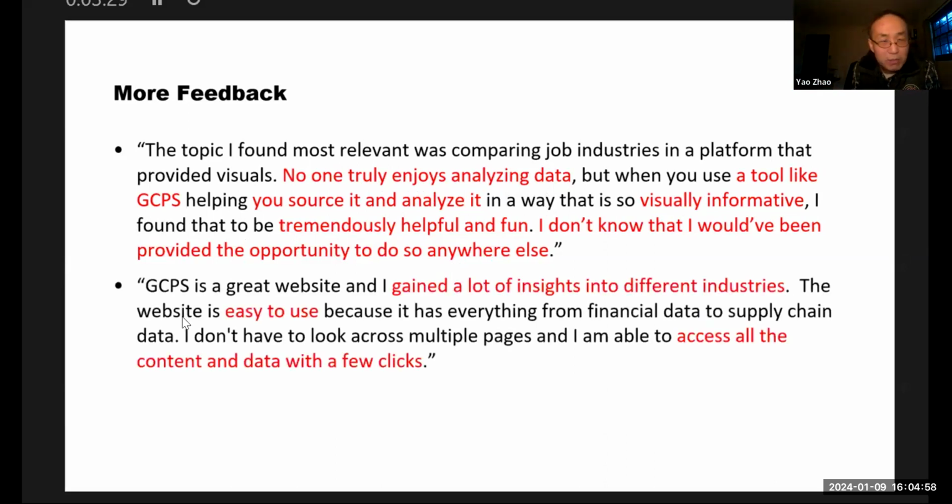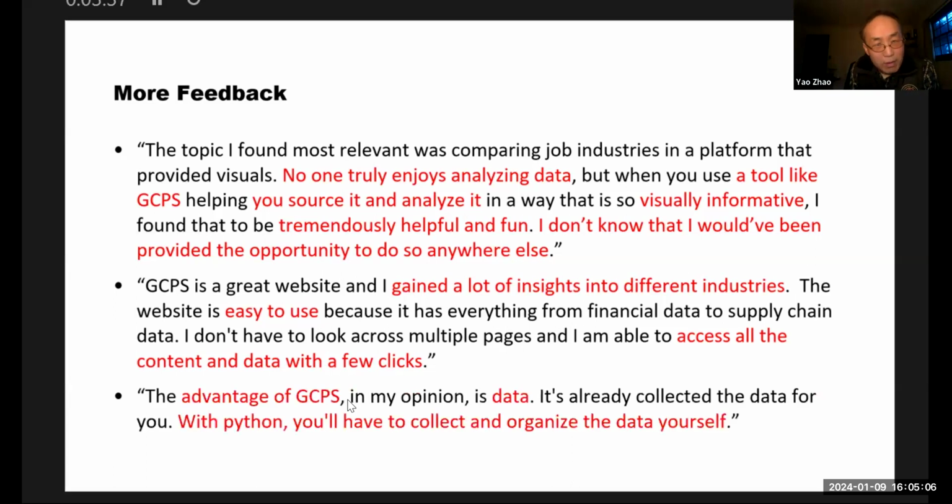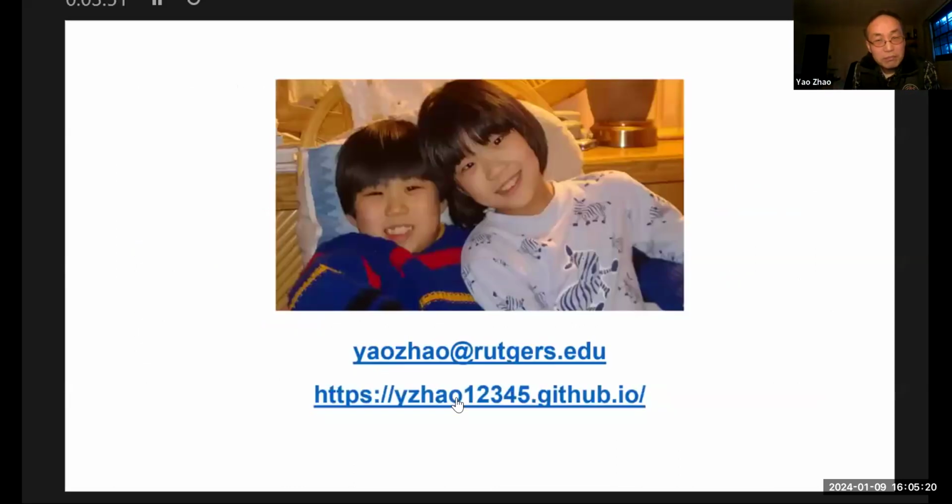And one student commented on the ease of use of the site, and that you can access all the content and data with just a few clicks. And I think the last student actually pointed out the key value of such a course module. He said it is the data. With Python, you have to collect and organize the data by yourself.